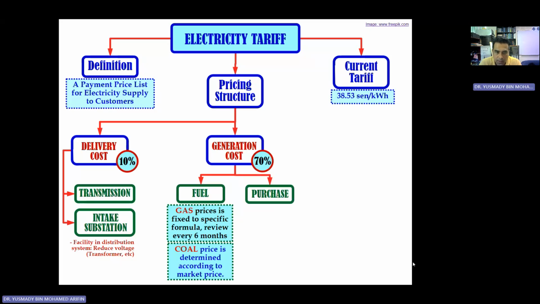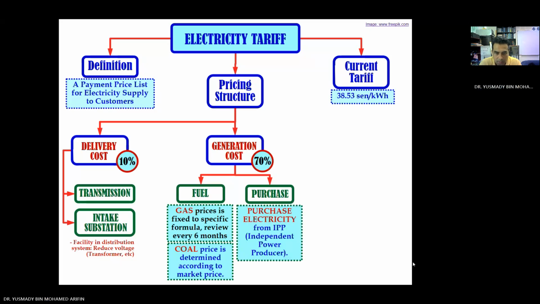The second category under generation cost is the purchase agreement. It depends on the agreement with certain parties, for example, purchasing electricity from the independent power producers. So whatever agreement with the IPP will affect the cost under the generation cost.